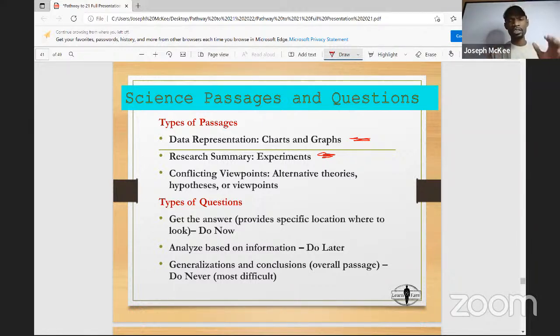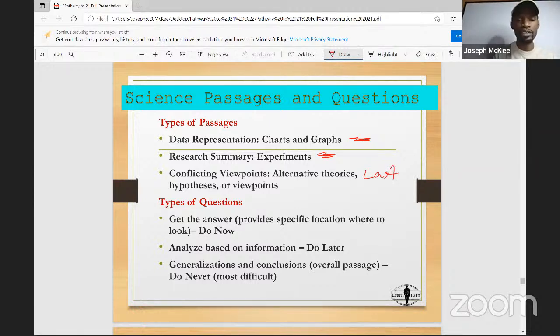And you're going to be asked and challenged to analyze their viewpoints and find the appropriate answers that match or support those viewpoints. So honestly, the conflicting viewpoint is probably the most difficult. So we can go ahead and decide that this is one that we're going to do last.